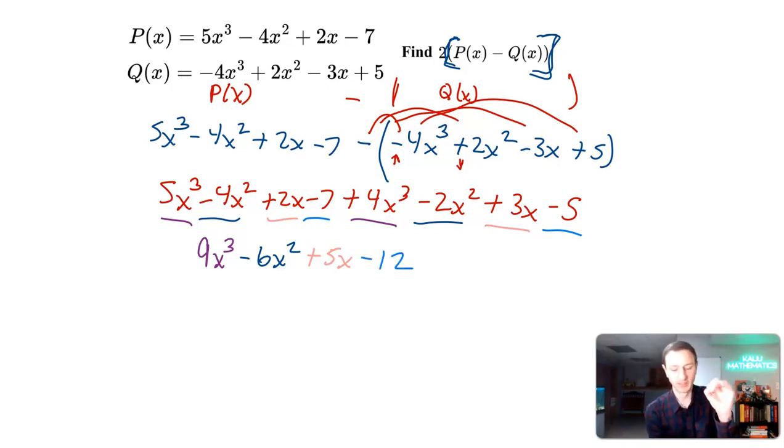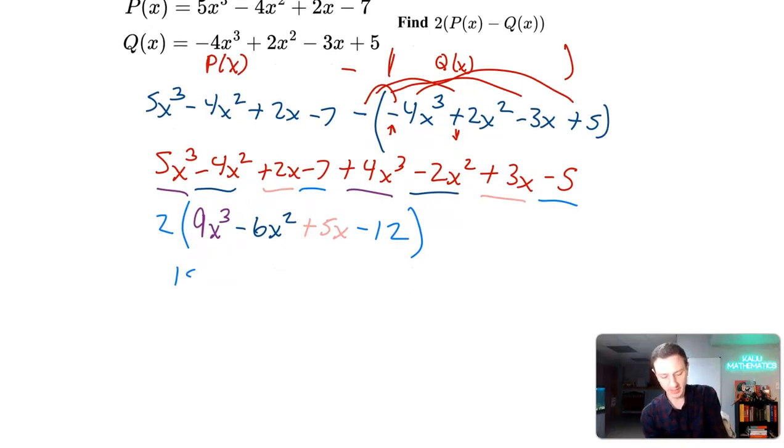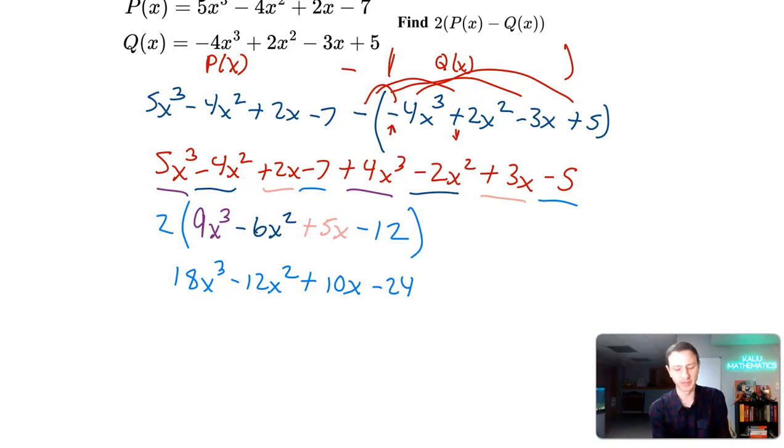Now, we're not done, because the original problem says 2 times that whole statement. So now I want to multiply this whole statement by 2. So it's going to double everything. So I'm doing 2 times 9, 2 times negative 6, 2 times 5, 2 times negative 12, multiplying everything by the 2. That is going to now give us 18x to the third minus 12x to the second plus 10x minus 24. So 2 times 9 is 18, 2 times negative 6 is negative 12, 2 times 5 is 10, and then 2 times negative 12 is negative 24. Now, just double check, make sure we didn't miss any like terms, and we didn't. We have x to the third, x to the second, x to the first, no x at all.